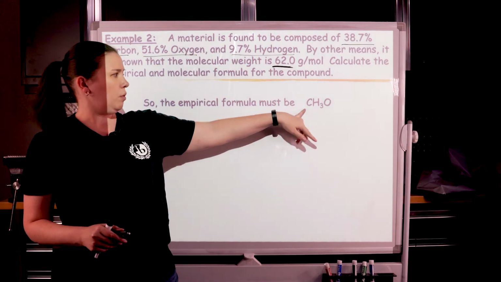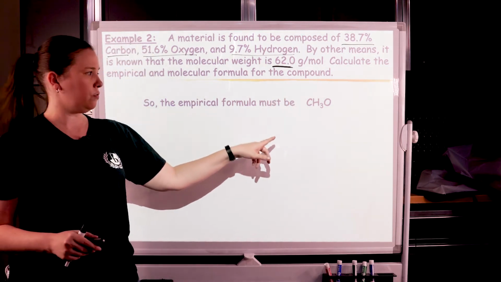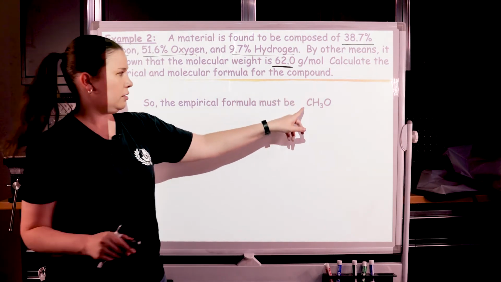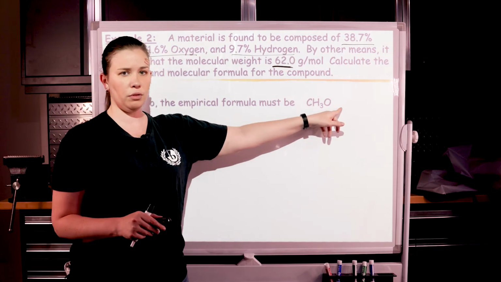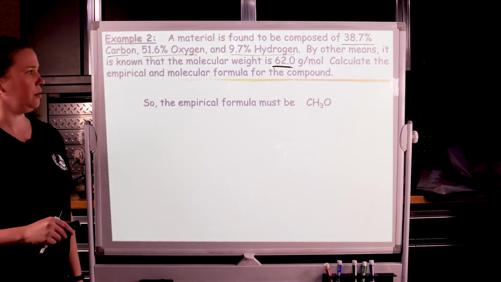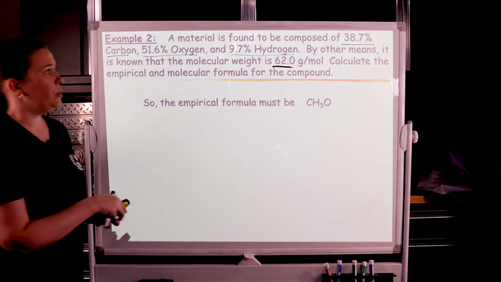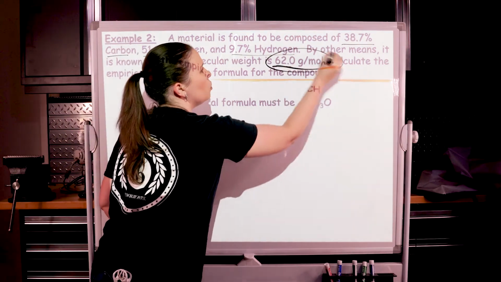If you're wondering how we order these elements, remember carbon usually goes first, unless it's an acid, and then you're going to put them in order of increasing electronegativity. So that's how come oxygen ends up at the end there. So we've got CH3O. Now, we still haven't used this molar mass.